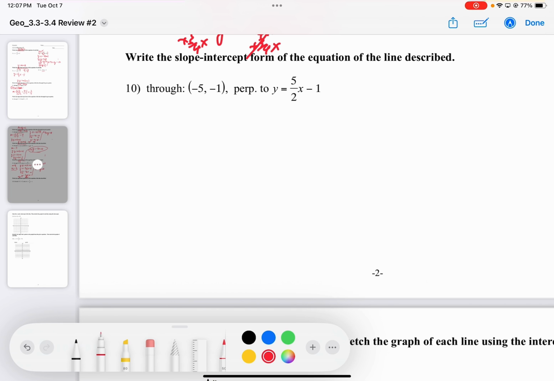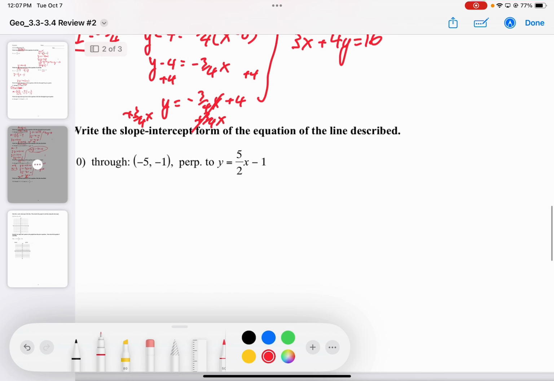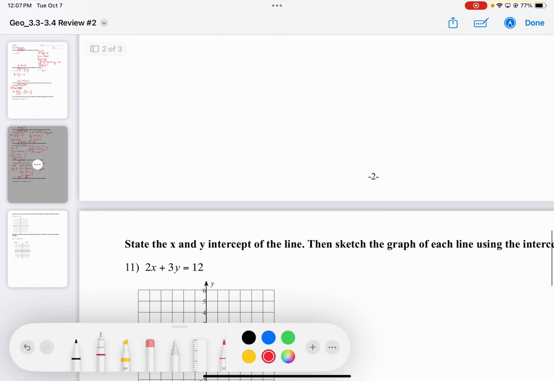Is it fine if you got rid of the fraction in the beginning? Yeah, that's fine. I was confused because I had 4y. Did you end up with the same thing, Jillian? Yeah. You're good then.